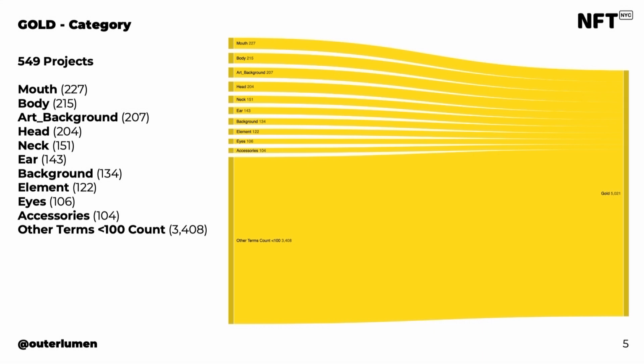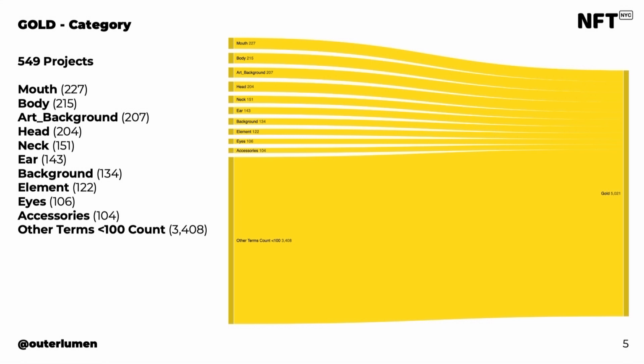So what was really interesting is I searched and queried the gold category, and there were 549 projects that had gold as a category. And what was kind of interesting is that mouth was the most common category for gold. That would be at the top there of that Sankey plot. And then the body was next. Art_background was like a project situation, just specific to one project. And then head, neck, ear, background, element, eyes, accessories.